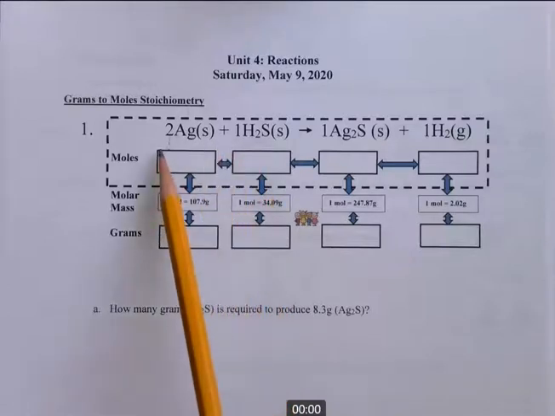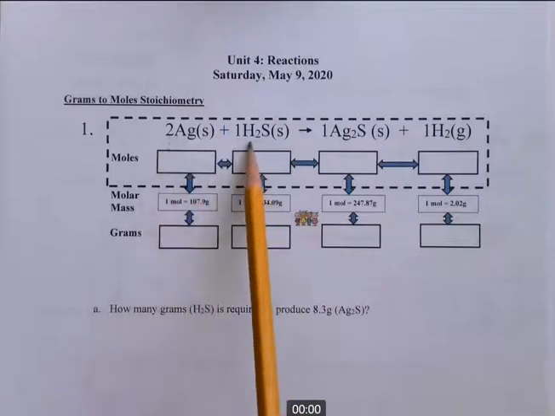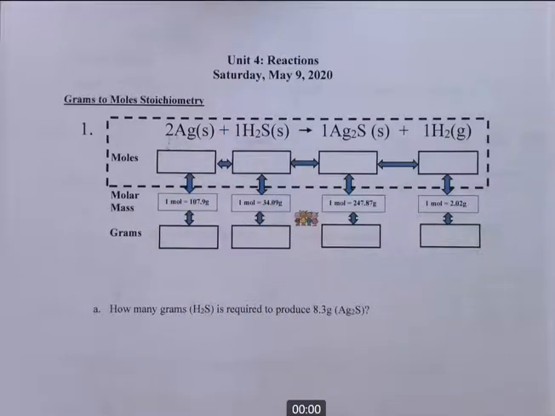So if I have 100 moles of this, I need 50 moles here. If I have 1,000 moles here, I need 500 moles there. So what chemical equations do is they match up molecules, numbers of atoms and molecules. They don't care about mass or grams.